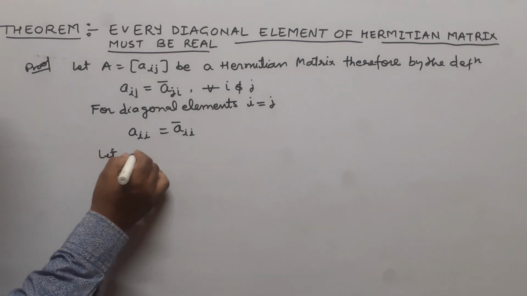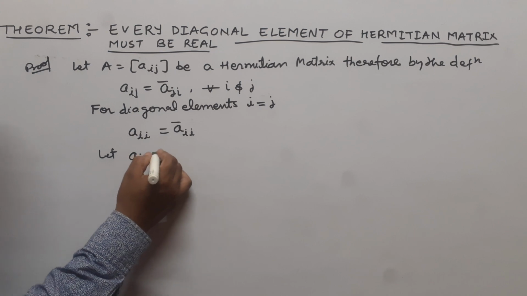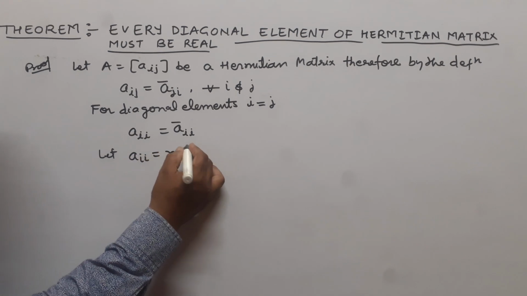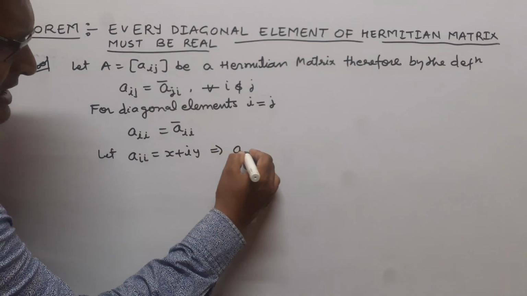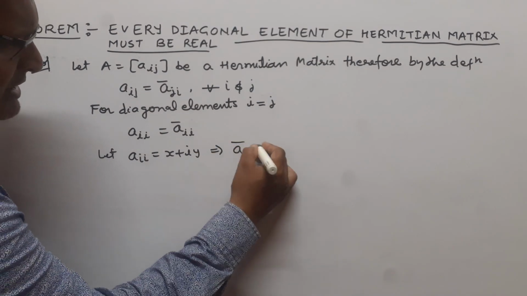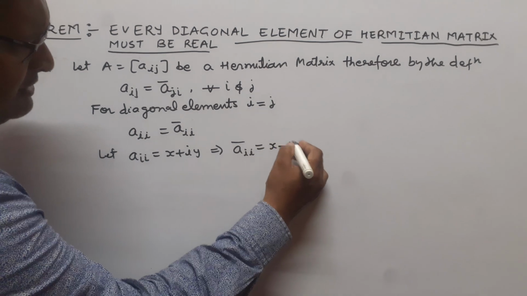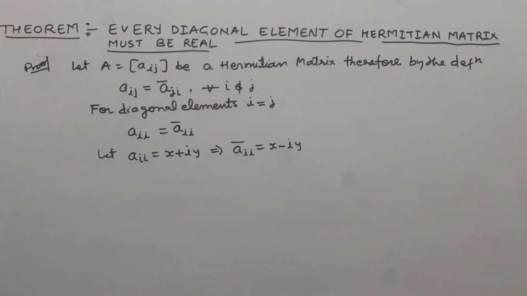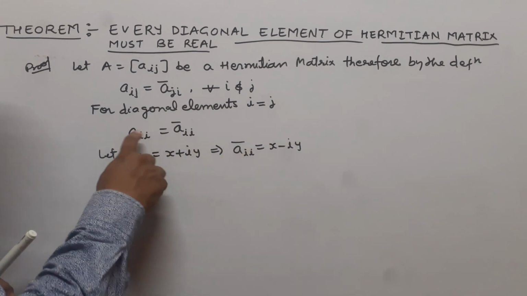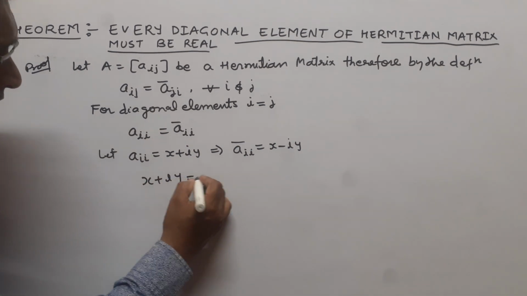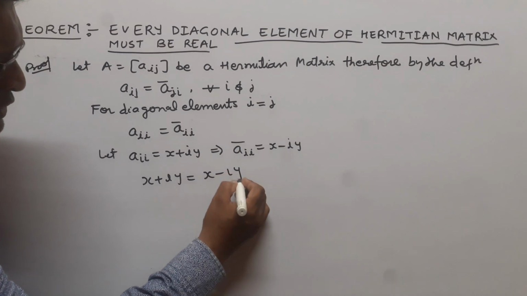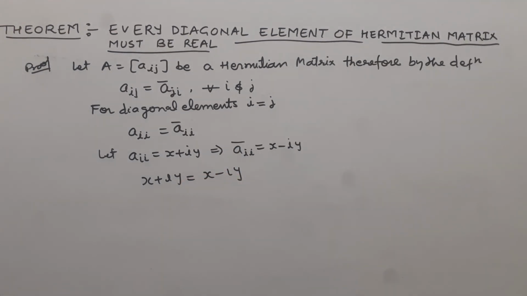Let Aii be equal to x plus iy. So the conjugate of Aii is x minus iy. Now we put these values in the above. We get here x plus iy is equal to x minus iy.